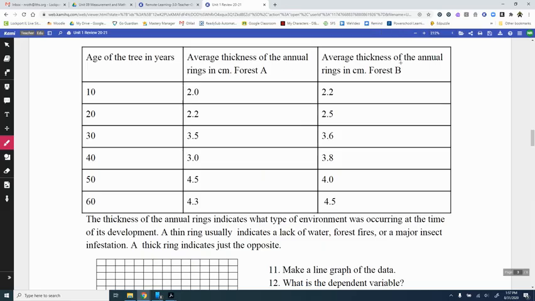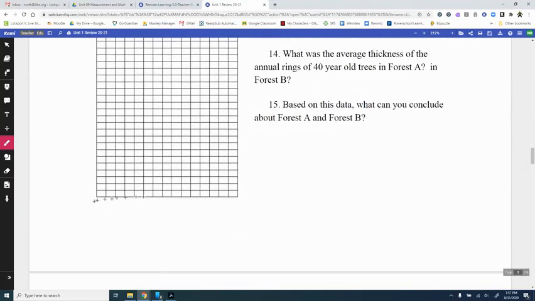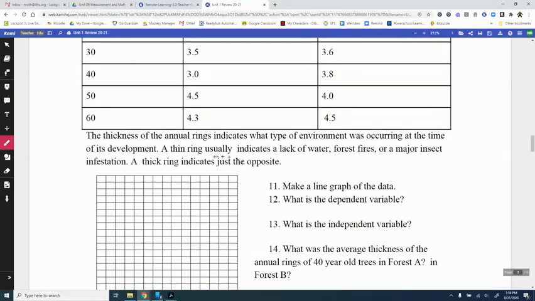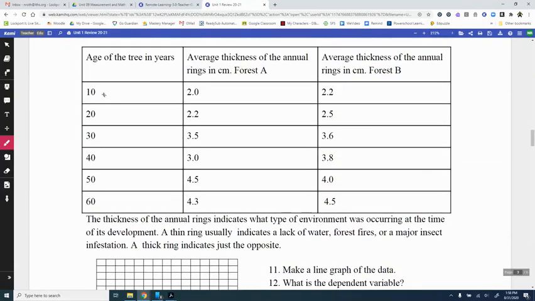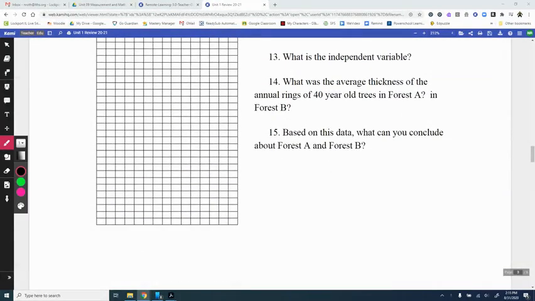Now, when we make a graph, the independent variable is going to go on the x-axis. So the x-axis is the bottom axis down here. This is the y-axis up here, okay? So our independent variable is age of the trees in years. Okay, this is what we are testing. All right. So we're going from 0 to 60.